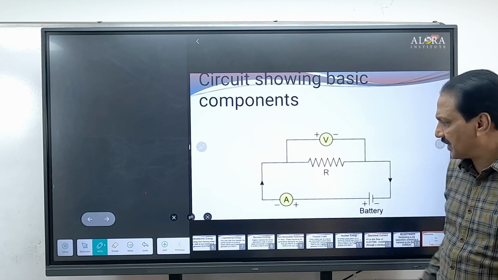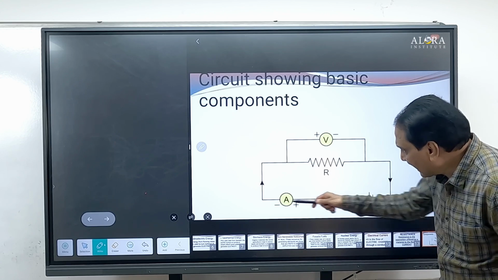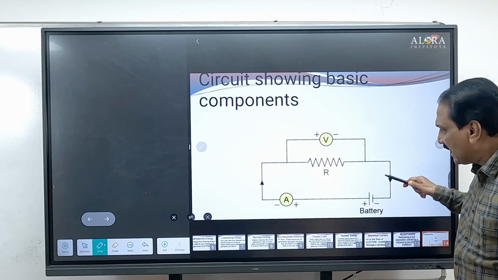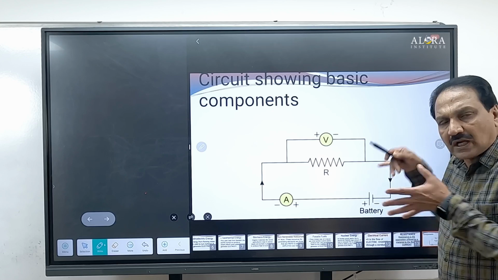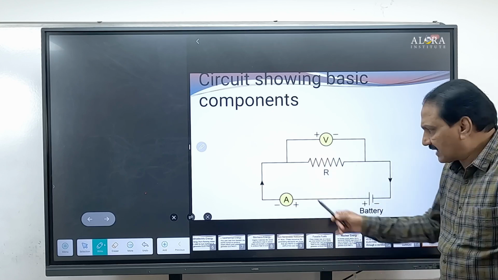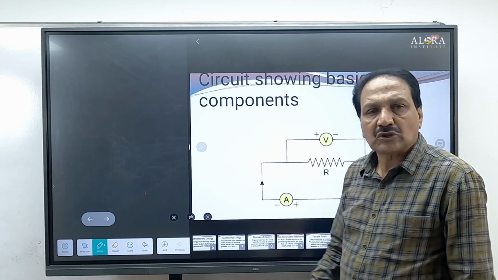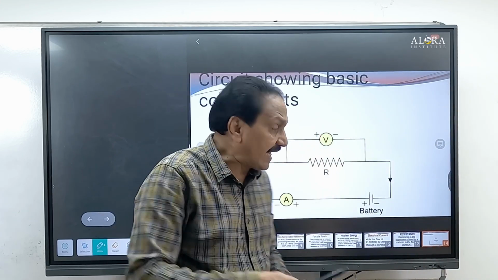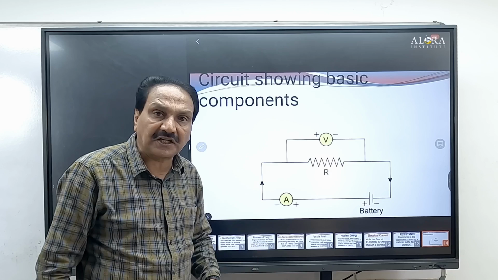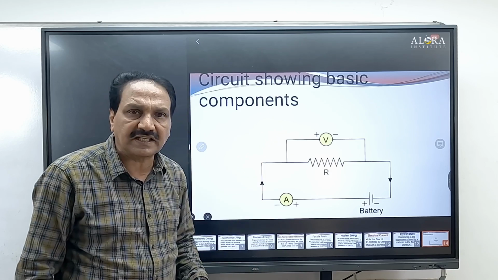One more important point here. If you want to measure the strength of the current which is flowing through that closed path, the ammeter should always be connected in series. If you want to measure the current, the same current has to pass through the ammeter. So it is always connected in series.